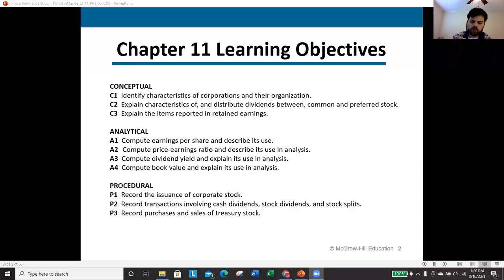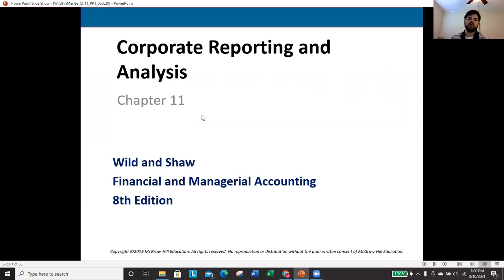Okay, so in this chapter, we'll be looking at Chapter 11. So here in Chapter 11, we are looking at corporate reporting and analysis. So one of the first things we're going to have to review here in Chapter 11 is what exactly is a corporation? What does it mean to be in that corporate form of business?